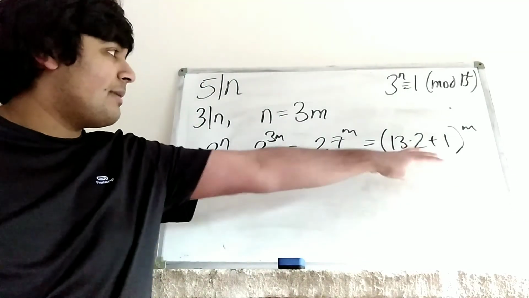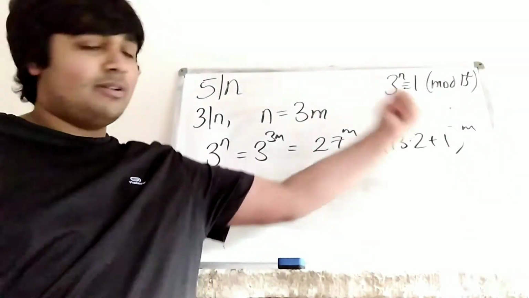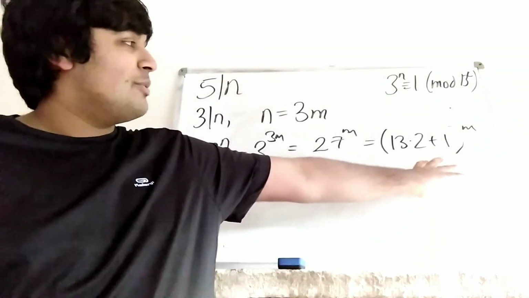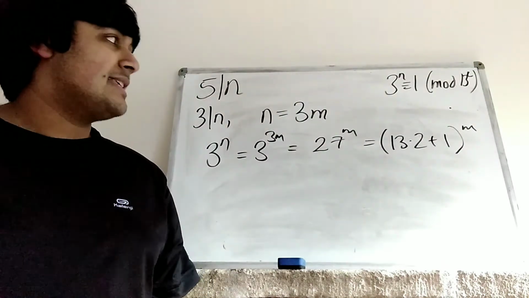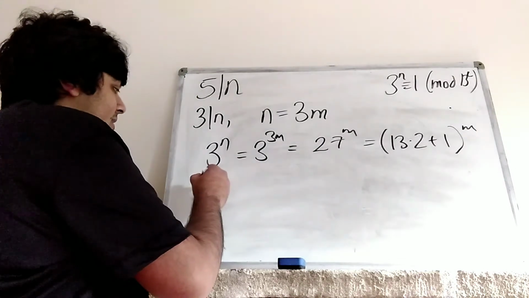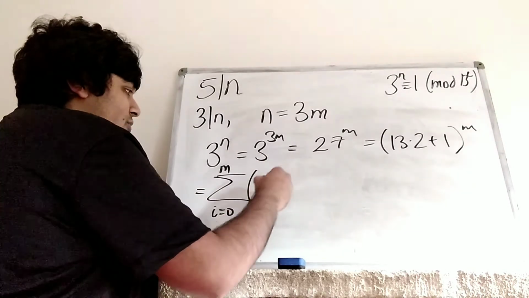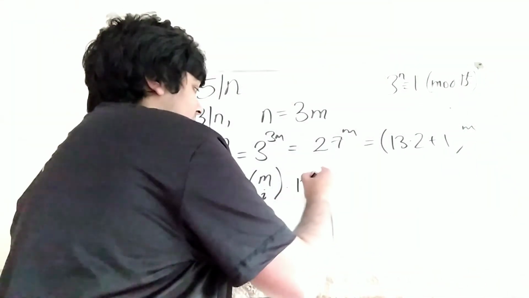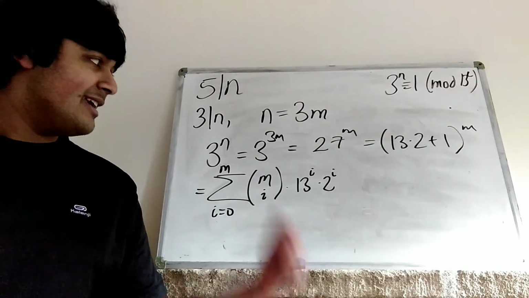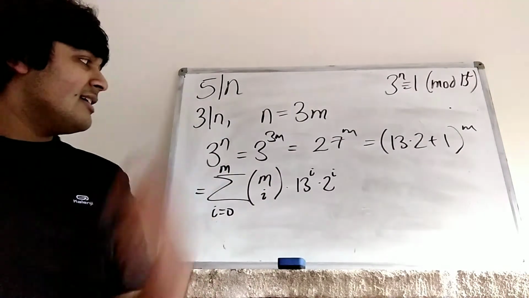Now we're going to use the binomial theorem to expand this. Basically we want to make this congruent to 1 mod 13 squared, and I claim that the smallest m for which that happens is when m equals 13. To see that, let's expand by the binomial expansion. This equals the sum from i equals 0 to m of m choose i times 13 to the i times 2 to the i, and times 1 to the m minus i, but 1 to the power of anything is always 1. So this equals the sum from i equals 0 to m of m choose i times 13 to the i times 2 to the i.